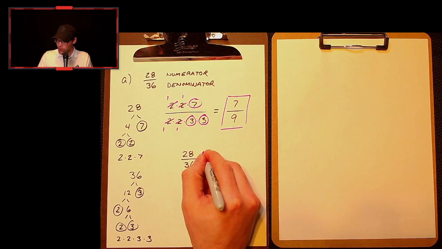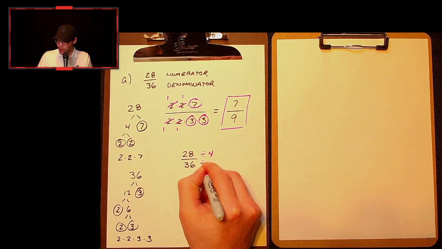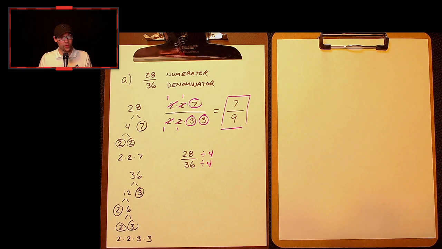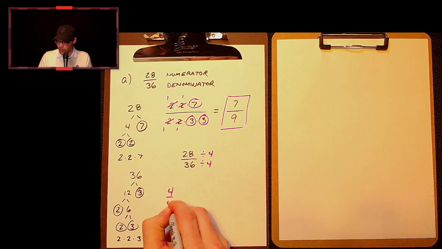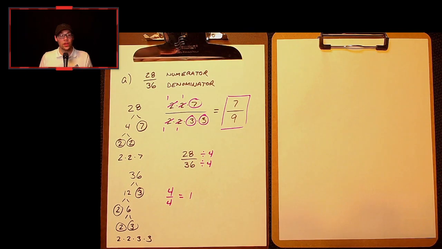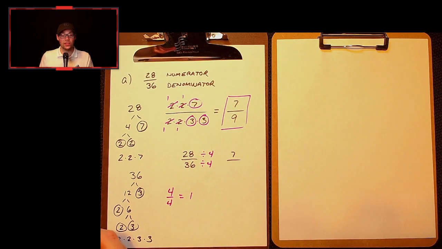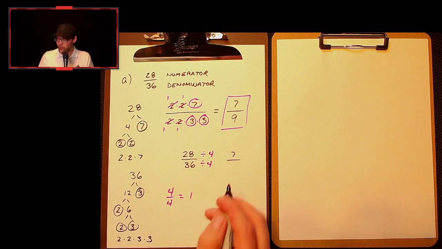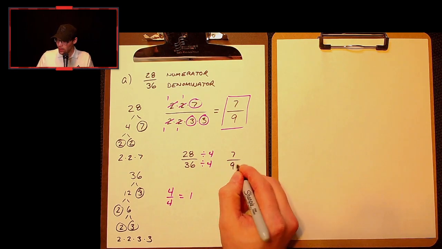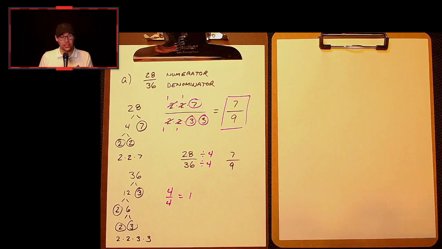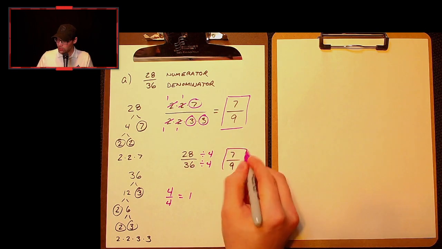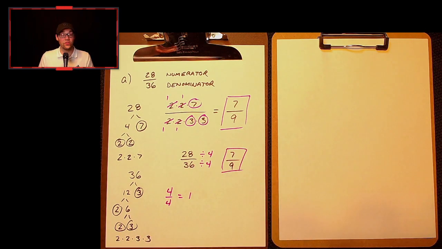So what we can do is actually divide the top and the bottom by 4, and we're allowed to do this because 4 divided by 4 is equal to 1, and 1 times anything is itself. So using divisibility, I can take my numerator, 28, and divide this by 4. That will give me 7. I can also take the denominator of 36 and divide this by 4 to get 9, and what we see is the exact same answer coming back. So this is how we can also simplify using divisibility.